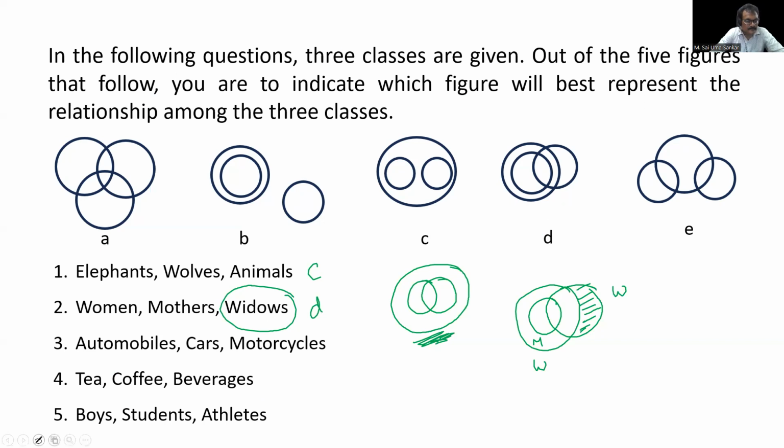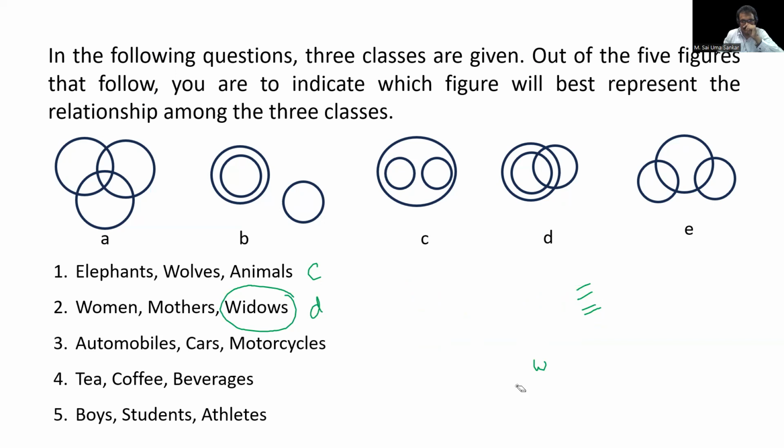What is the next one? So the second one is over. Now the third one, automobiles, cars, and motorcycles. Now if you observe, no motorcycle is a car. And next, all cars and motorcycles are automobiles. So what is the answer? Option C is the correct answer.